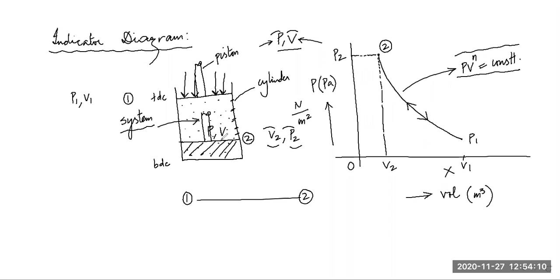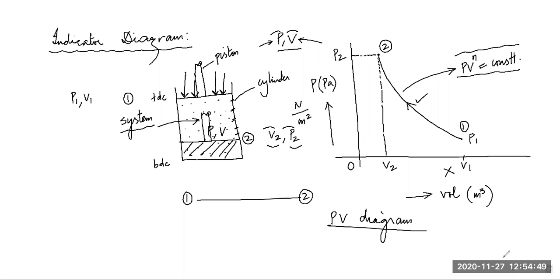But no, that would be reverse of what I am doing, right? Because the piston is coming down, pressure is increasing, volume is decreasing. So this arrow is a correct representation of the process from state 1 to state 2. This is the indicator diagram, students, right? Now I know how to represent a process on an indicator diagram, or you can also say PV diagram.